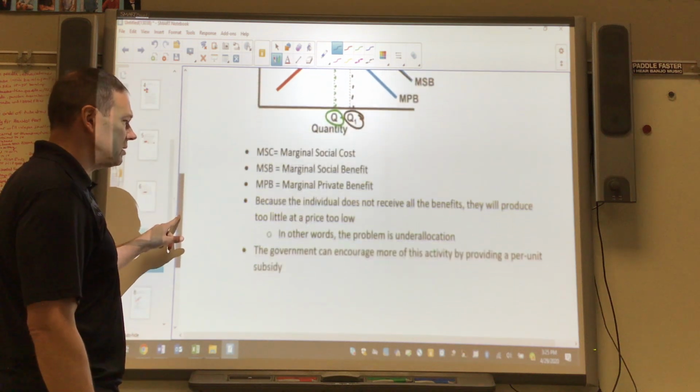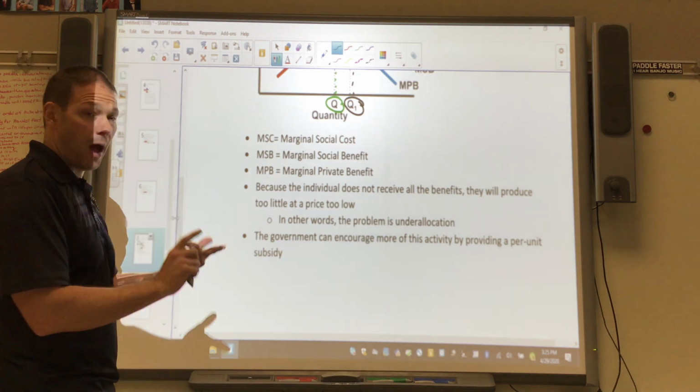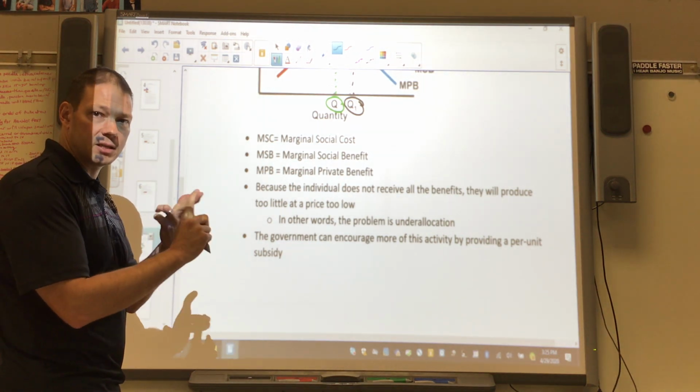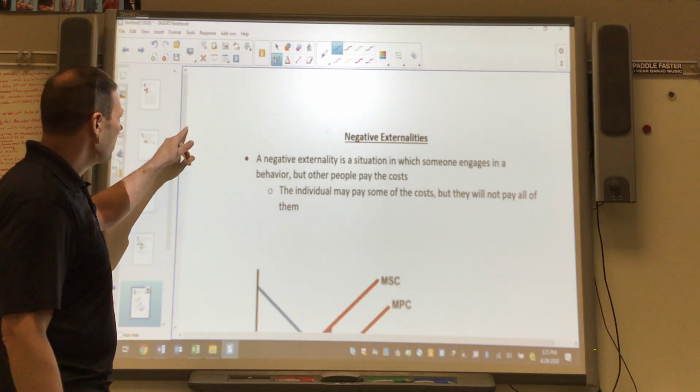So the primary fix is the per unit subsidy. Okay, so the problem, underallocation. Okay, the fix is a subsidy. Okay, paying people to do it encourages them to do more of it.